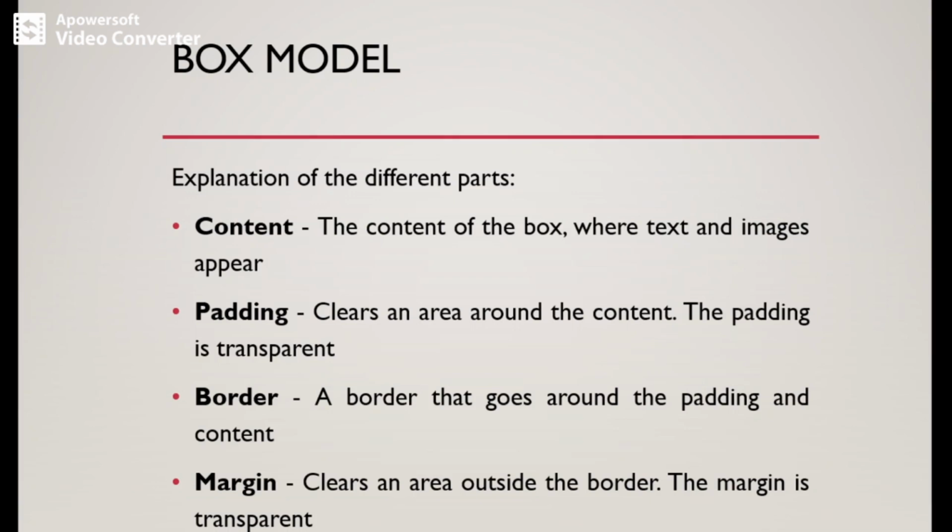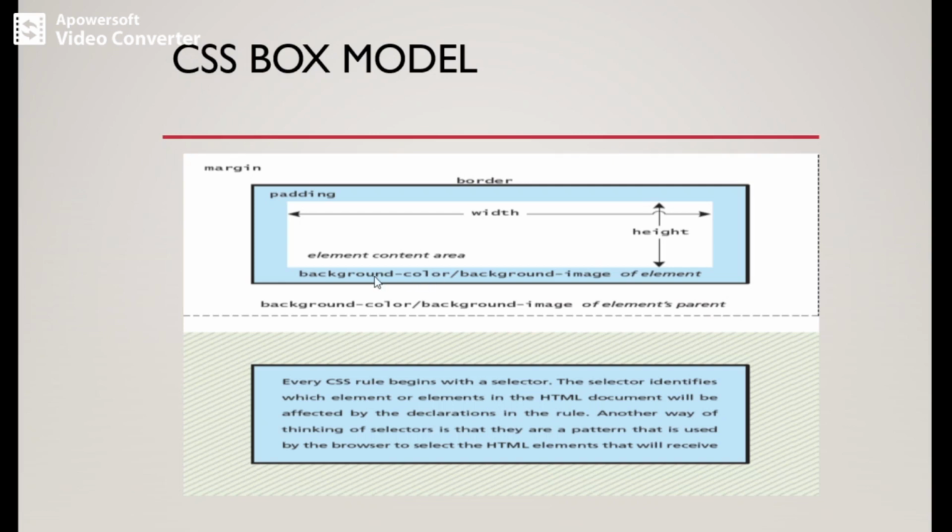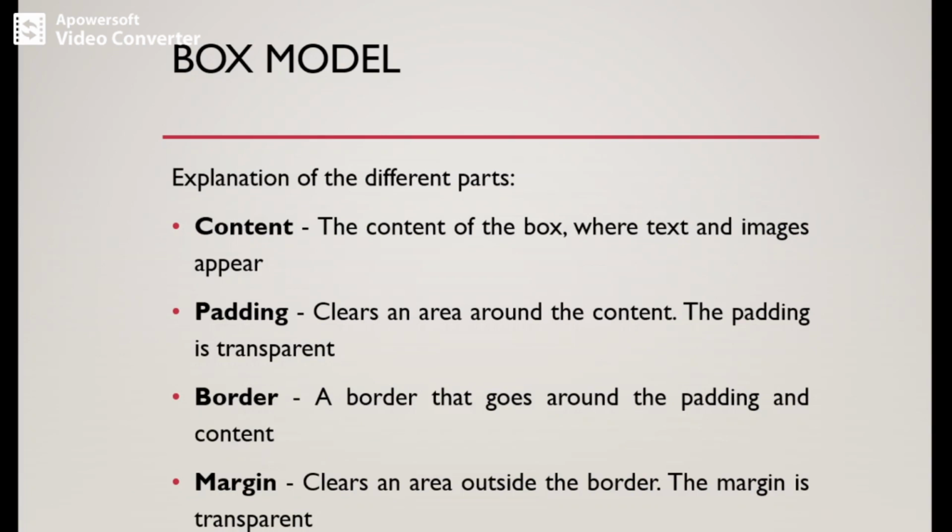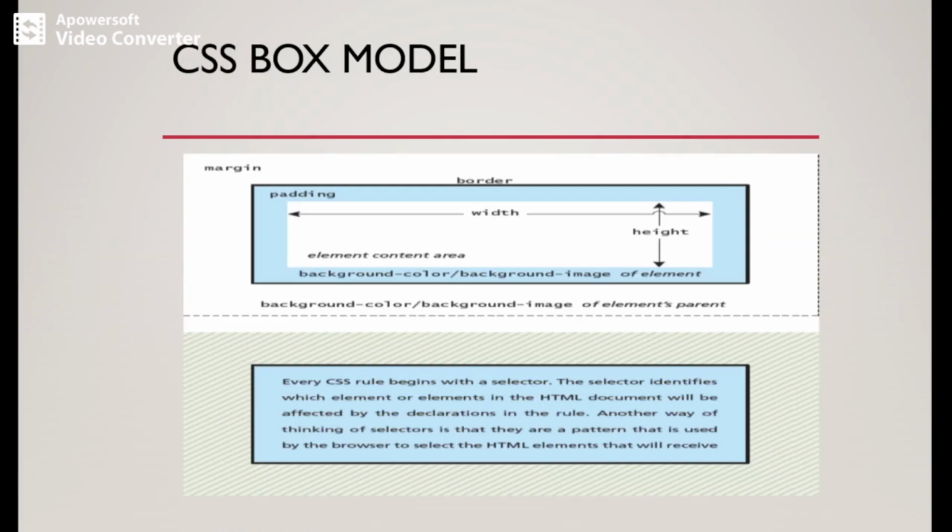Okay. Border, a border that goes around the padding and content. So this is your content, then this is your padding, and then we have the border. So thick border you have. Different styles of border are also there. Margin clears an area outside the border. So outside the border, that is also transparent.